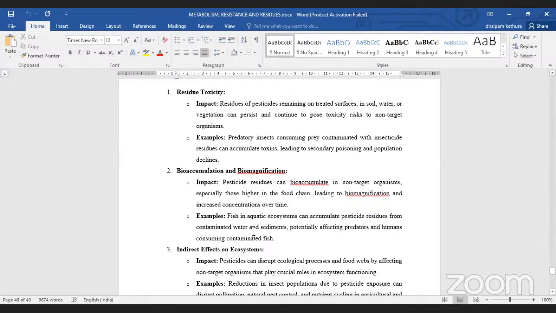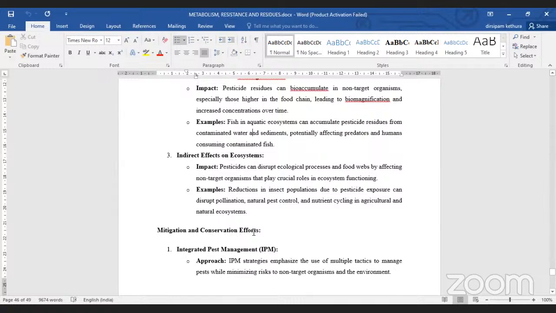For example, fish in aquatic ecosystems can accumulate pesticide residues from contaminated water and sediments, potentially affecting predators and humans consuming contaminated fish. And the third one is indirect effects on ecosystems. Pesticides can disrupt ecological processes and food webs by affecting non-target organisms that play crucial roles in ecosystem functioning. The examples include reductions in insect populations due to pesticide exposure, which can disrupt pollination, natural pest control, and nutrient recycling in agricultural and natural ecosystems.